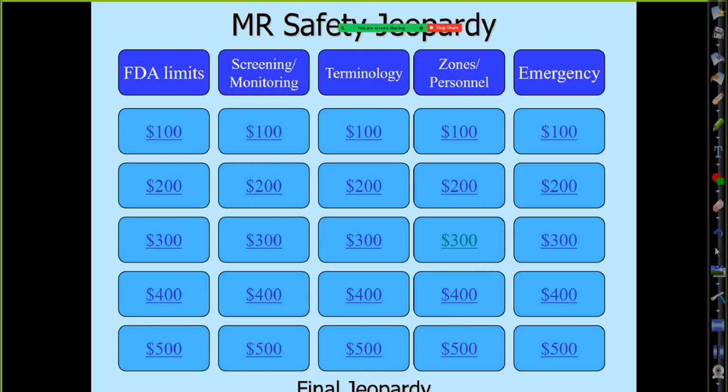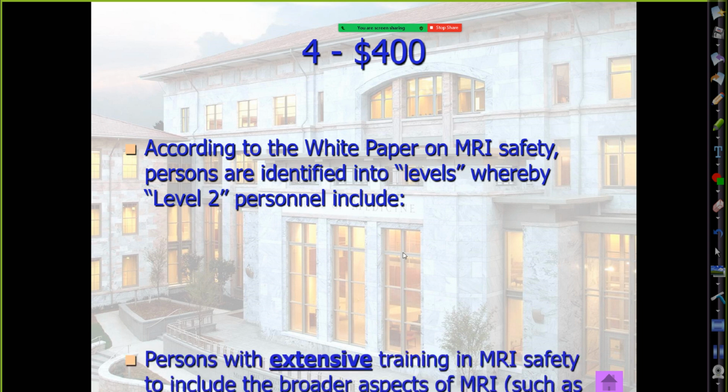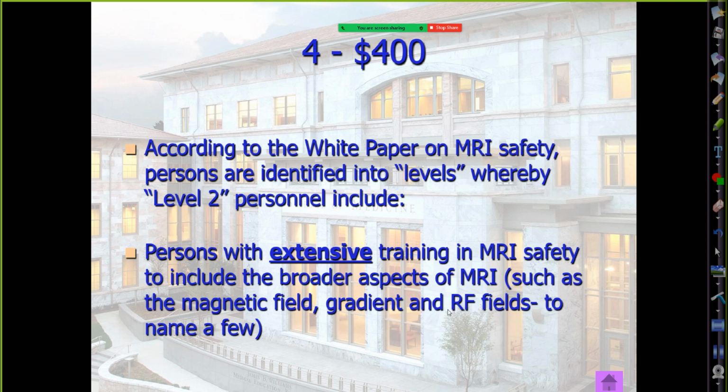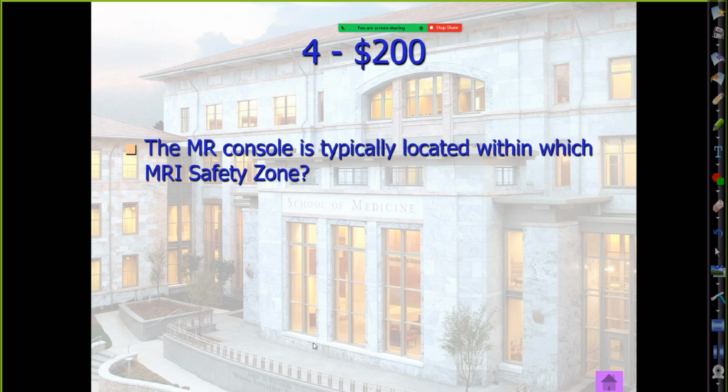I'll do 400. According to the white paper's MR safety, how many persons identify into levels where Level 2 personnel include extensively trained, and give me an example. MRI tech. Good. All right, still on you, Katie. Let's go 200 then. The console is typically located in which zone? Zone 3. Good.